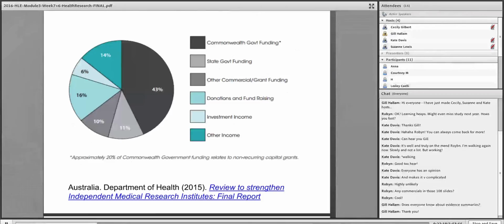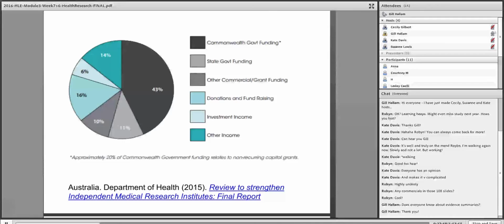Beyond that, it gets broken down. This comes from the government's website, the Department of Health, and that shows you in the pie chart how the dollars are distributed, or where they come from, rather. So Commonwealth government funding, almost half of it comes from the Commonwealth government, and state government is much smaller. Only 11% is coming out of that. But then there's commercial, there's philanthropy, so donations and fundraising, there's investment income and then other income. So this just gives you a very quick overview of how the dollars come into the system.